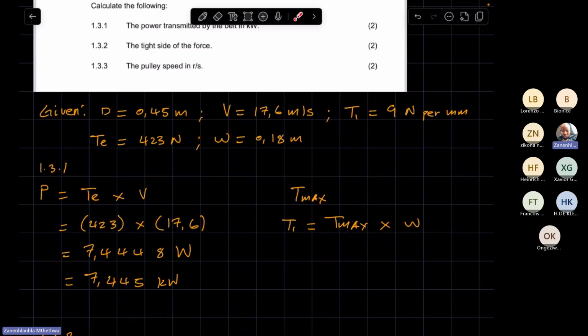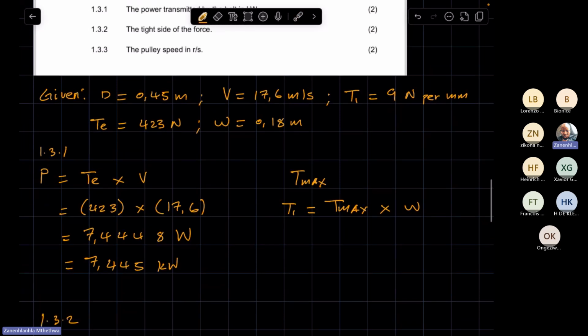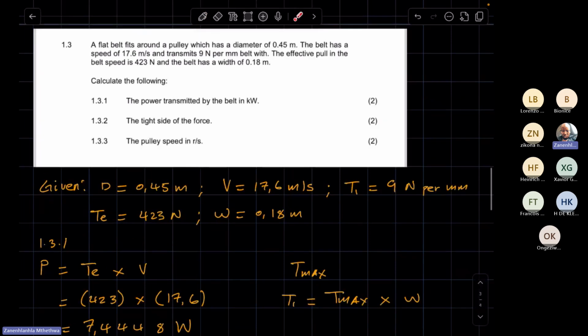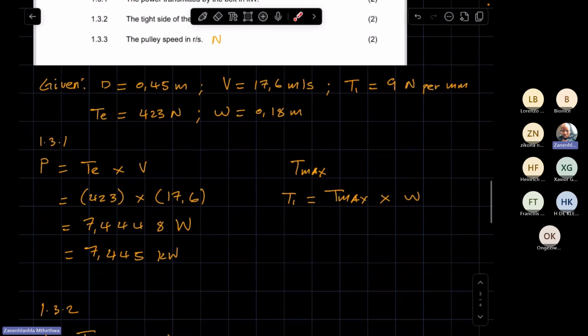All right. Now let's look at 1.3.3. They want us to calculate the pulley speed in revs per second. The quantity that is expressed in revs per second is the N. So when they say calculate the pulley speed in revs per second, essentially they mean they want us to calculate the rotational frequency of this pulley.